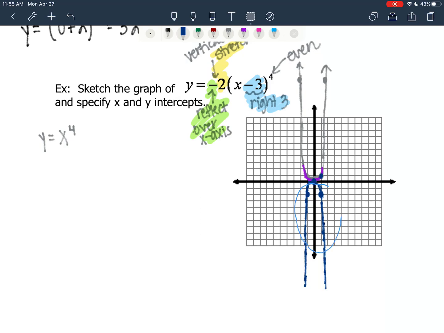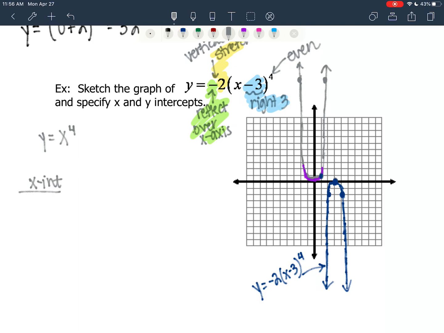Now this entire graph right here, actually I better make sure I get all of this. This is all going right 3 units. 1, 2, 3 units. And that's our graph. So this is y equals -2 times x minus 3 to the 4th power. And you can see those ends are really dropping dramatically. The further away from the vertex that I get, boom, those things are just falling, falling, falling.